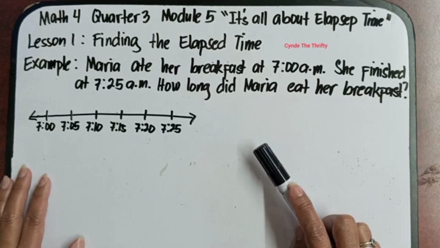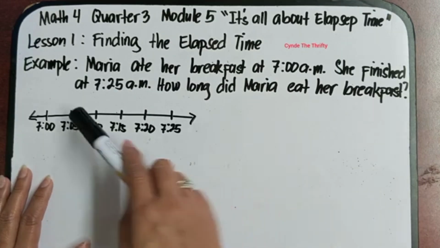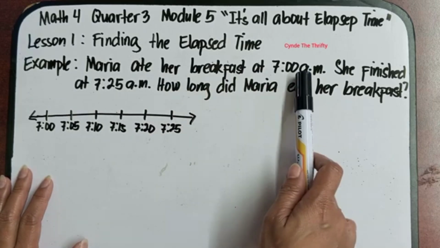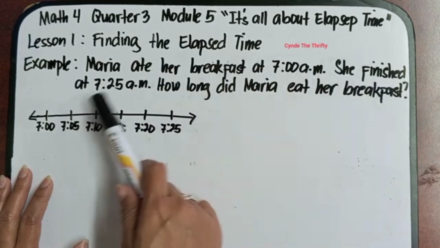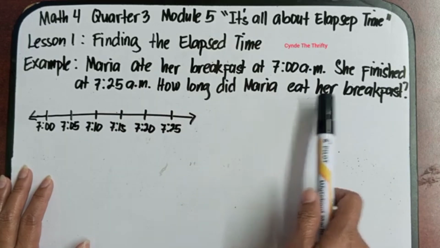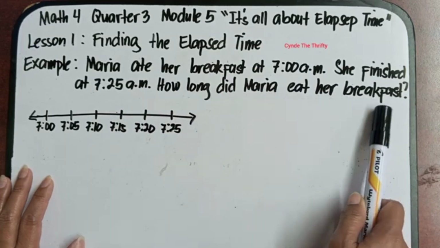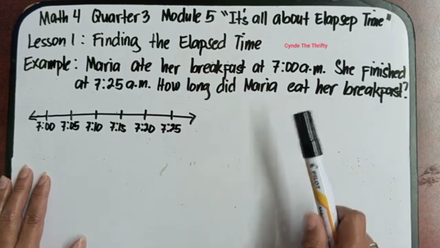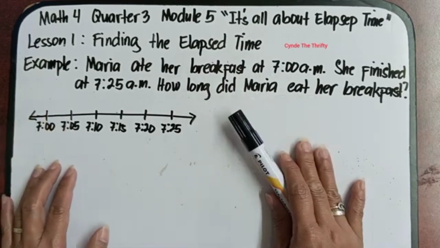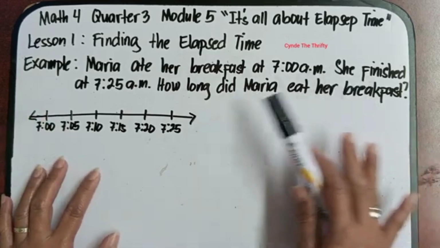Dahil alam na natin ang elapsed time, meron tayong problem dito. So example, Maria ate her breakfast at 7 a.m. She finished at 7:25 a.m. How long did Maria eat her breakfast? So, ang hinahanap natin again dito is ang elapsed time or kung gaano kahaba ang oras na na-take ni Maria sa pagkain ng kanyang breakfast.